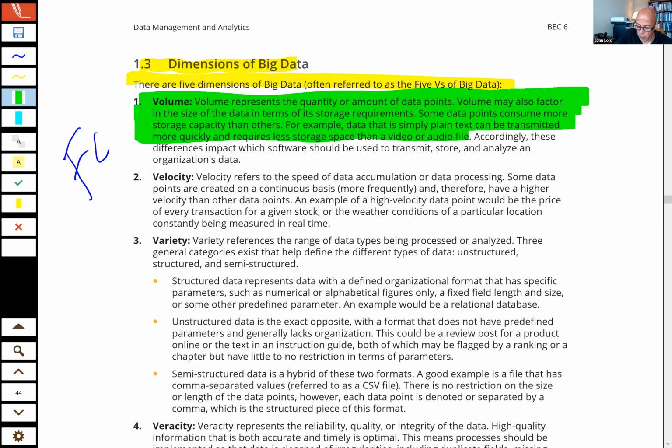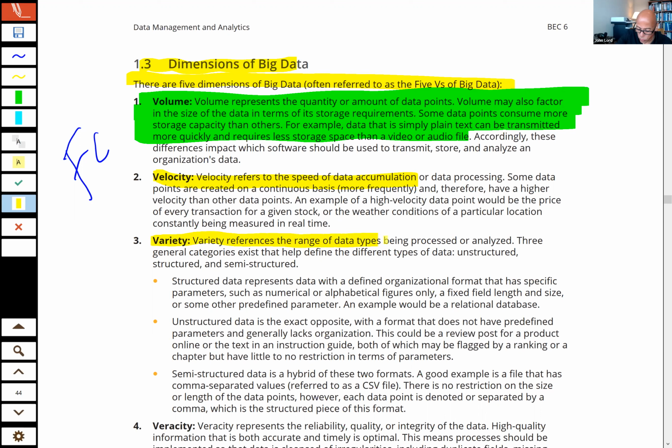or audio file. Also, even though they don't really talk about it here, volume is important when it comes to processing data as well, right? The more data you have to process, the longer it would take to process it, okay? Velocity refers to the speed of the data accumulation. I don't think we need to consider much more than that in that definition.